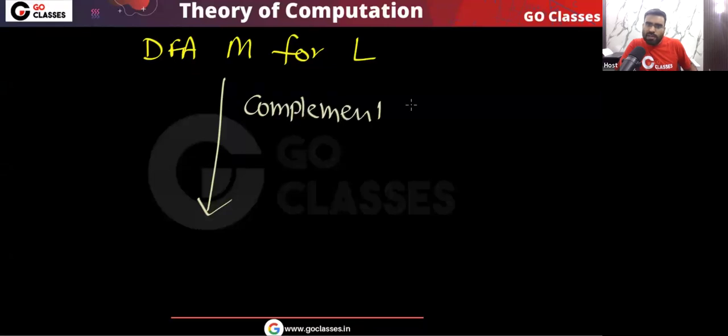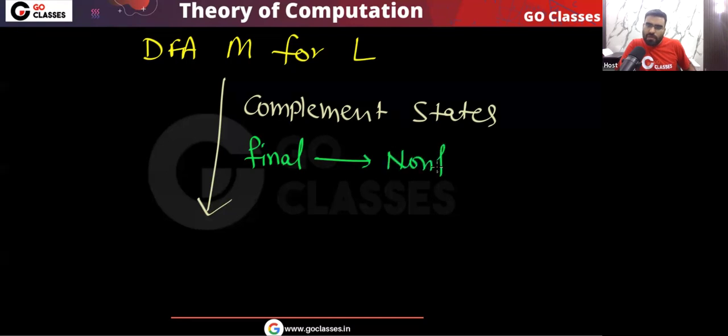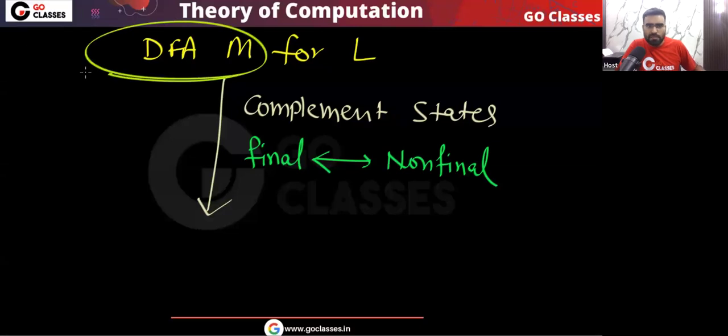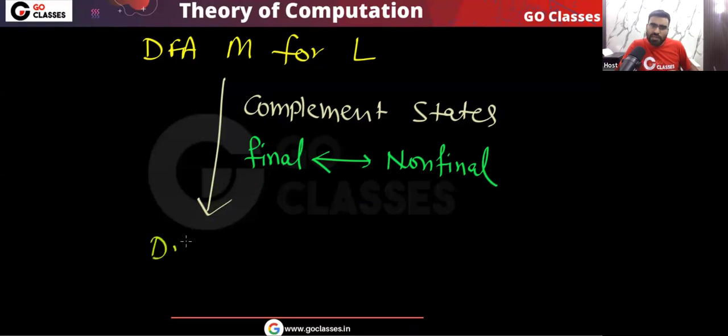Yes or no? Notice I told you in our lectures that if you have any DFA, minimal or not, let's assume DFA M for language L, and in this DFA if you complement the states, what does it mean? It simply means that every final state, I make it non-final, and every non-final state, I make it final. Remember, this can be any DFA for language L. If you complement the states in this DFA, then you will get a new DFA.